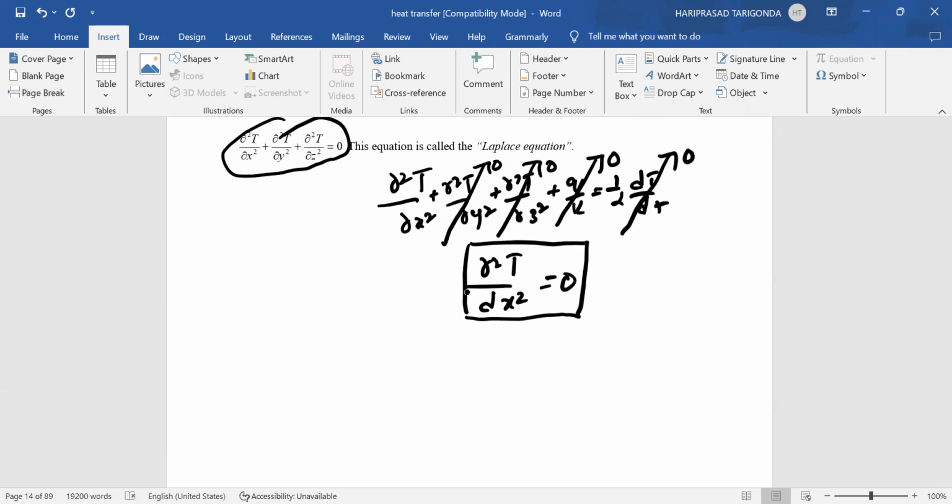This is a second order differential equation. It will be integrated twice so that you get the temperature distribution equation, and by substituting the boundary conditions and using Fourier's equation, we can derive the heat transfer rate equation in Cartesian coordinates also. So with this, I have explained in the Cartesian coordinate system how to derive the general conduction equation, as well as how to simplify it into one-dimensional conduction equations.